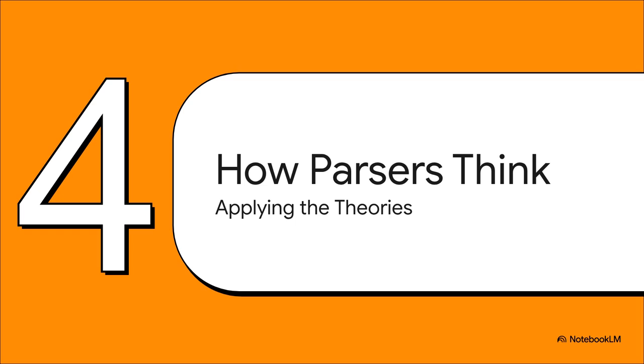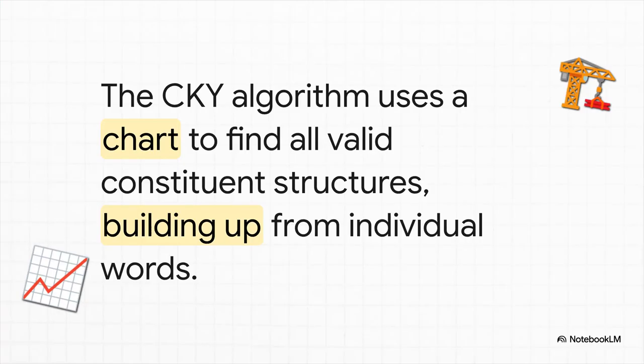Okay, so we've got these two really powerful theories of how grammar works. But how does a computer actually use them to build one of these trees? How does a parser think? Well, for that building block approach, a classic method is called the CKY algorithm. Just picture a big grid right underneath the sentence.